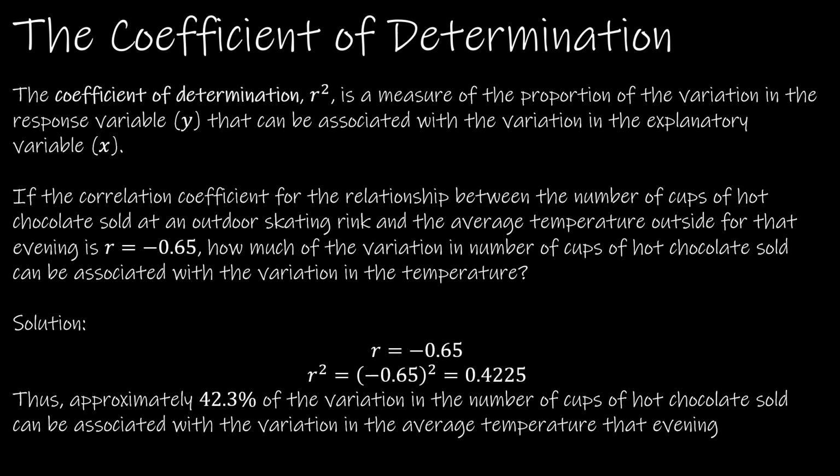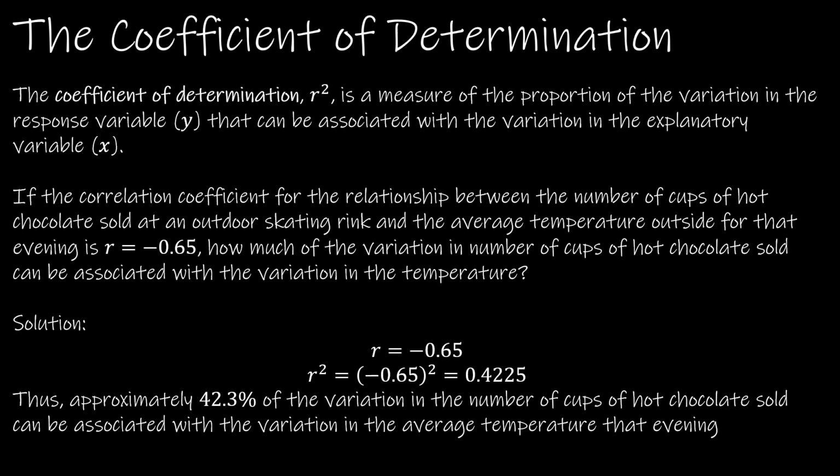How much of the variation in the number of cups of hot chocolate sold can be associated with the variation in temperature? So r is the correlation coefficient. We want the coefficient of determination, so let's square it. R squared is 0.4225, which we write as a percentage, so 42.25 or 42.3%. What that means is about 42.3% of the changes in the number of cups of hot chocolate sold can be associated with the variation in the average temperature that evening.